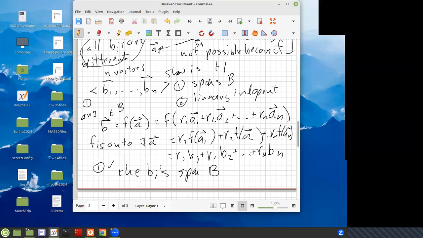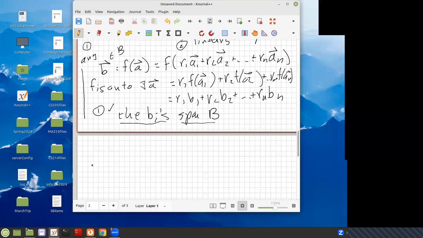That these B's are a basis for B. Well, we've shown the first part, which just shows that these B's span the codomain. And then I was about to start showing that the B's are linearly independent.